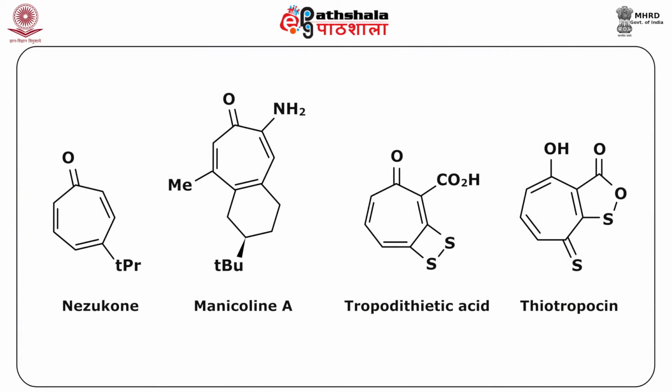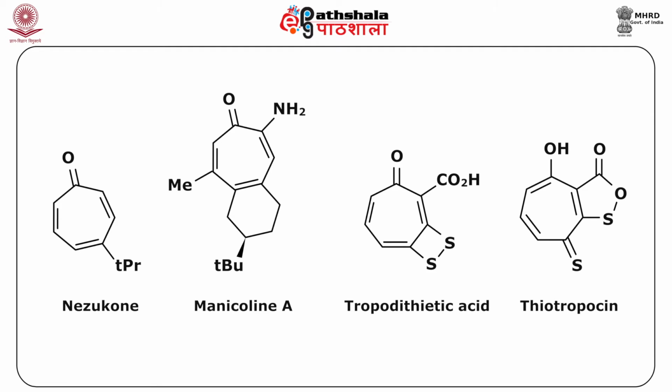The simplest naturally occurring tropone is nuzocone. The structure of this is given in front of you. It has an isopropyl moiety at position number 4. It is a tropone derivative called nuzocone, and it was isolated from Thuja species.